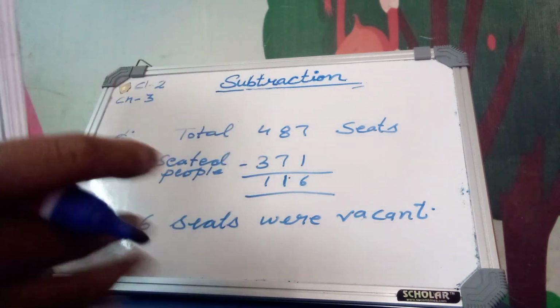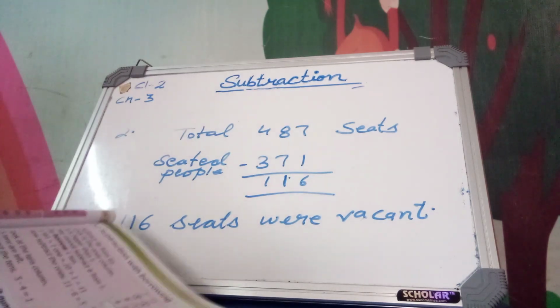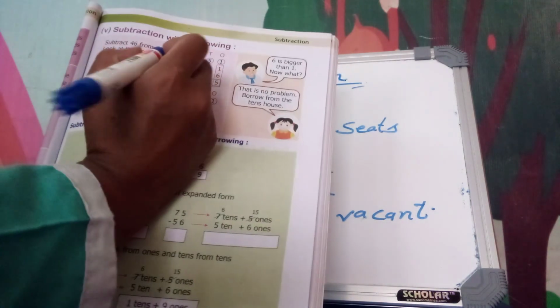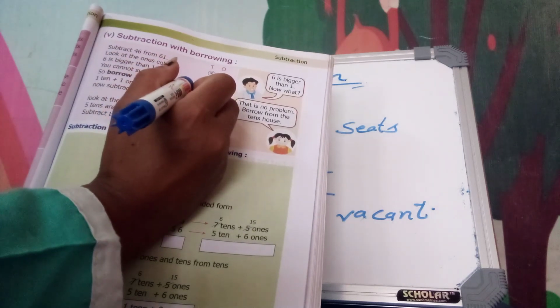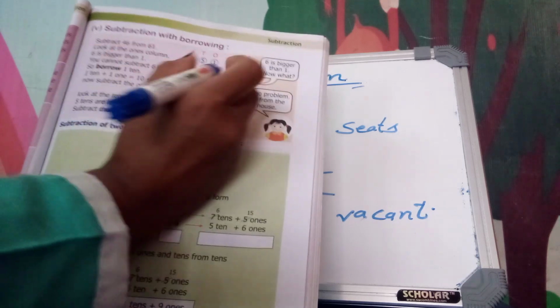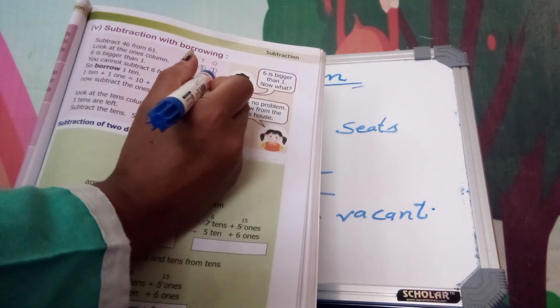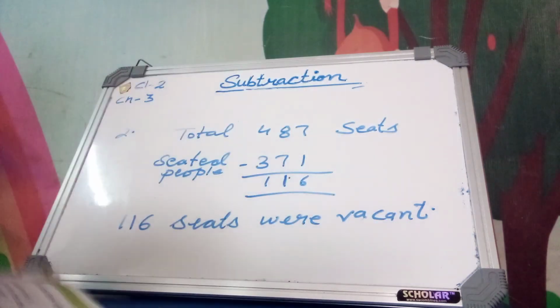Subtraction with borrowing. Subtract 46 from 61. Look at the ones column. 6 is bigger than 1. 6 is bigger than 1. How to subtract these numbers?